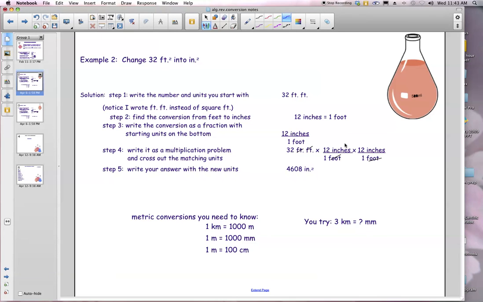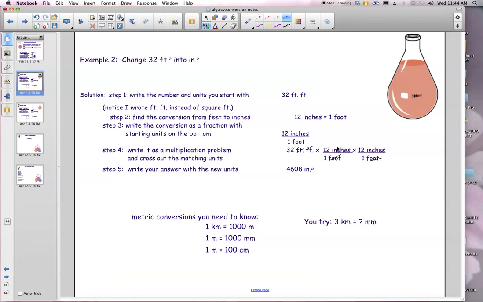So I'm actually going to multiply by the conversion twice, once to get rid of the first feet and once to get rid of the second feet. If you don't want to write feet, feet, if you want to write square feet, that's fine. But understand that you still have to multiply to get rid of both of them. If you get that 1 square foot is equal to 144 inches, then you are more than welcome to write this as one conversion and put 144 over 1, if that works for you. If it doesn't, this works just fine.